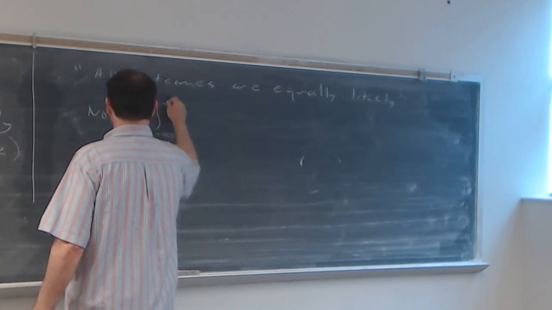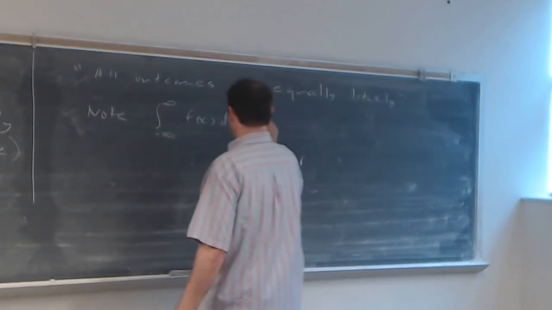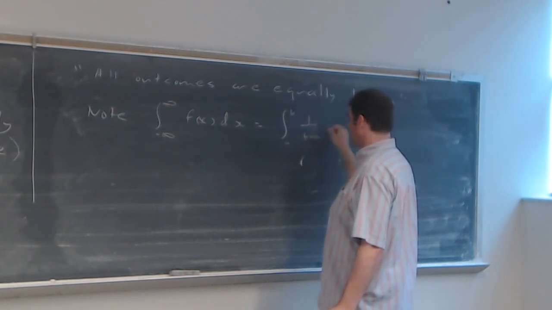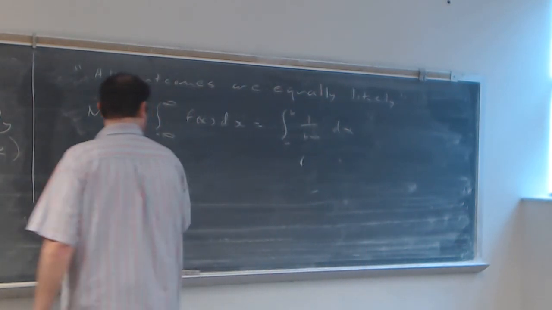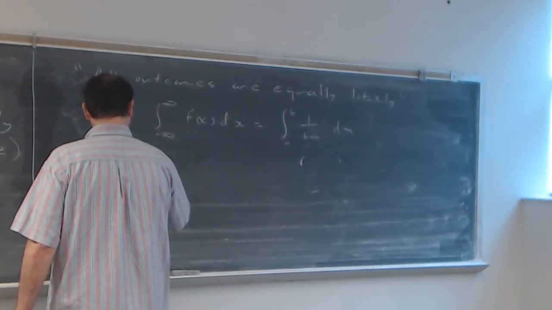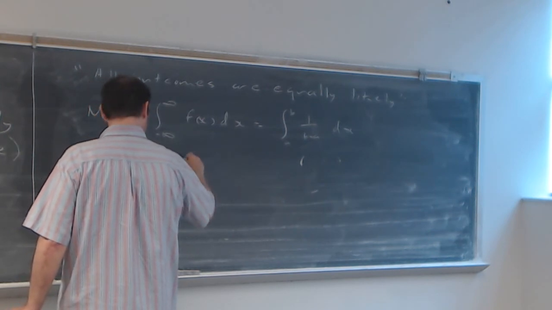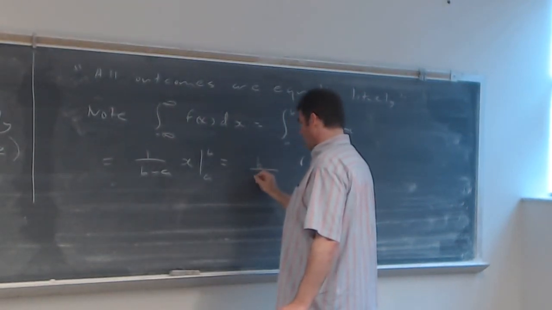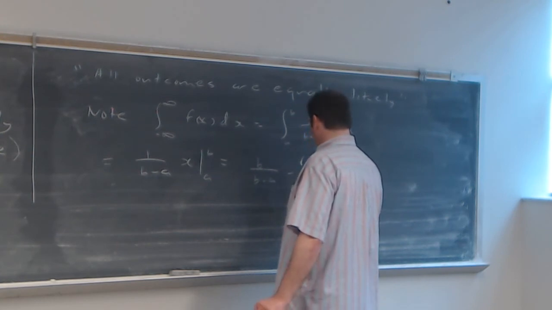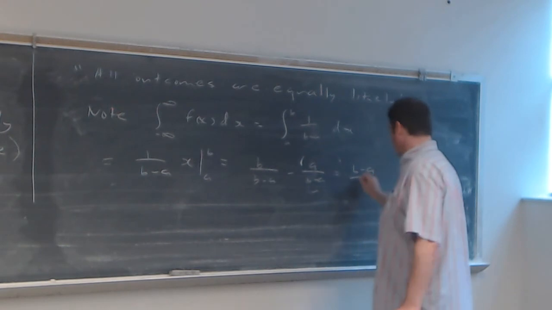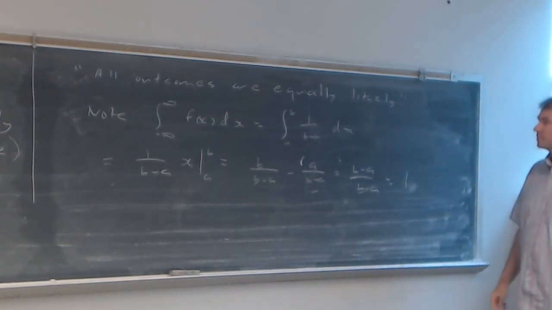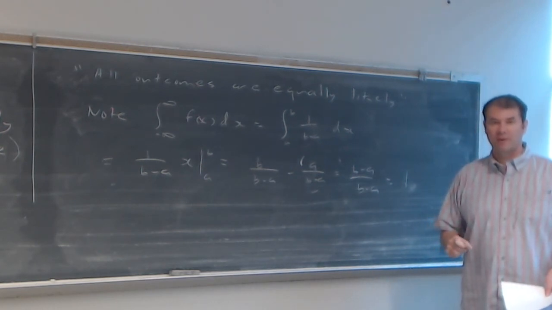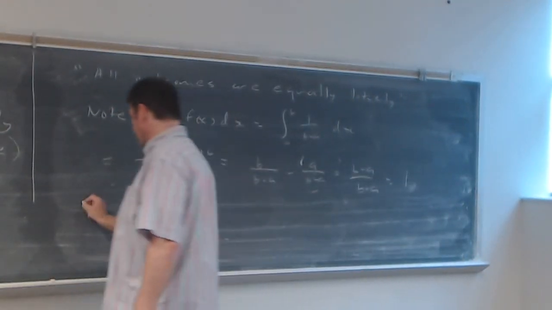The first thing is, as a fact, the integral from minus infinity to infinity of f of x dx, for a uniformly distributed random variable, really should be the integral from a to b of 1 over b minus a dx. That's equal to 1 over b minus a, x is an antiderivative, evaluated from a to b. So when I stick in b, I get b over b minus a, minus what I get when I stick in a, which is a over b minus a. That ends up being b minus a over b minus a, which of course is 1. So we've just shown that if you integrate the PDF for a uniformly distributed random variable, you get 1.